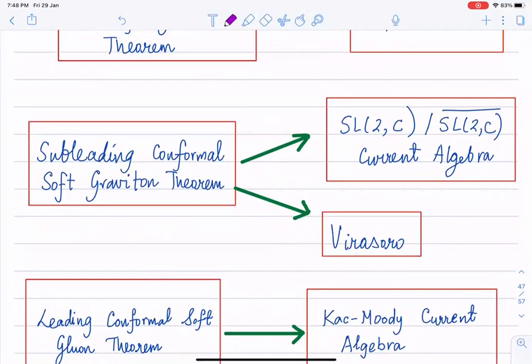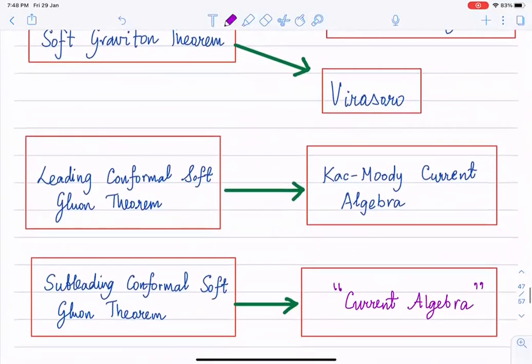And similarly, we can consider the soft limits for gluons or even photons. In that case, for example, the leading conformal soft gluon theorem gives rise to a Kac-Moody current algebra, and the subleading conformal soft gluon theorem also leads to a quote-unquote current algebra, in the sense that this is slightly weird: its generators don't close off shell.